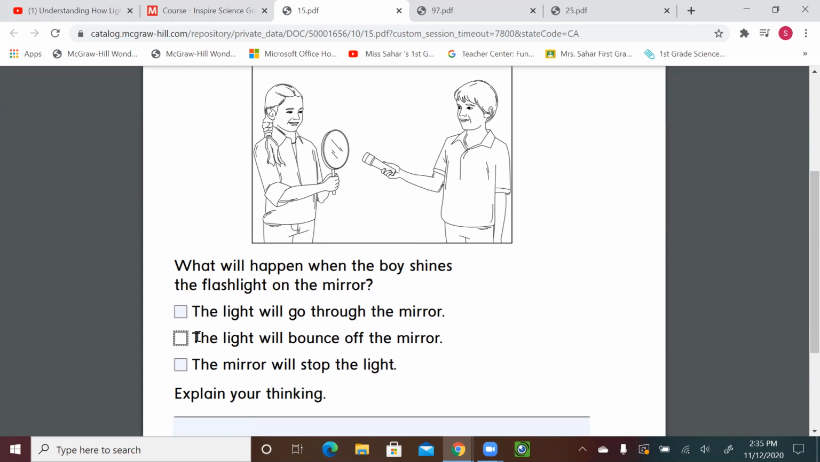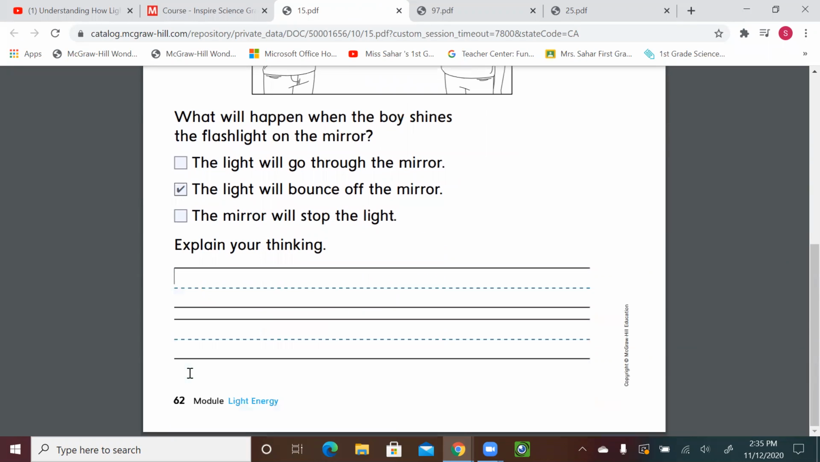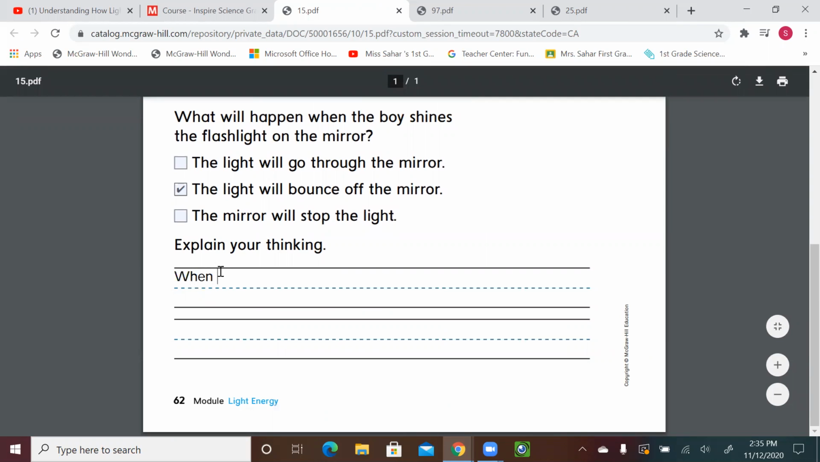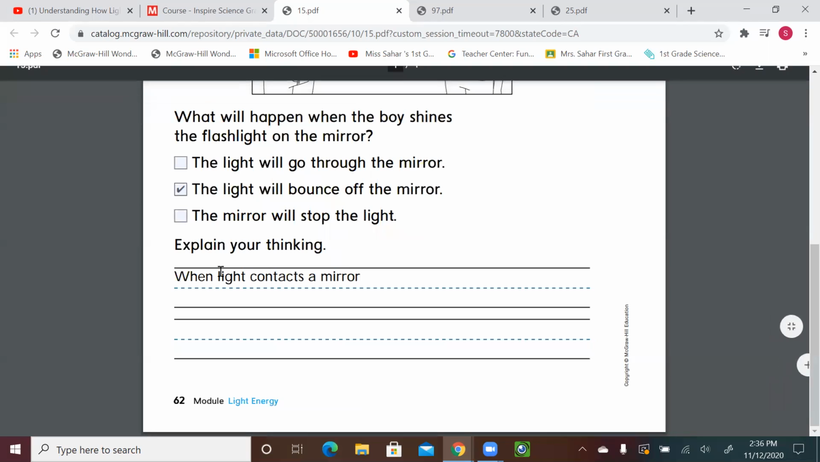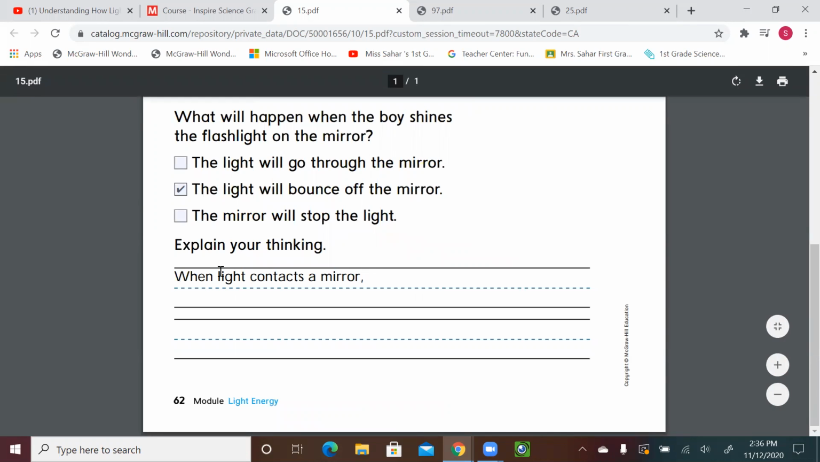Well, if you choose the light will bounce off the mirror, you're right. We need to explain why this is happening. So the light will bounce off the mirror because when light contacts the mirror, what will happen? The light is reflected back.